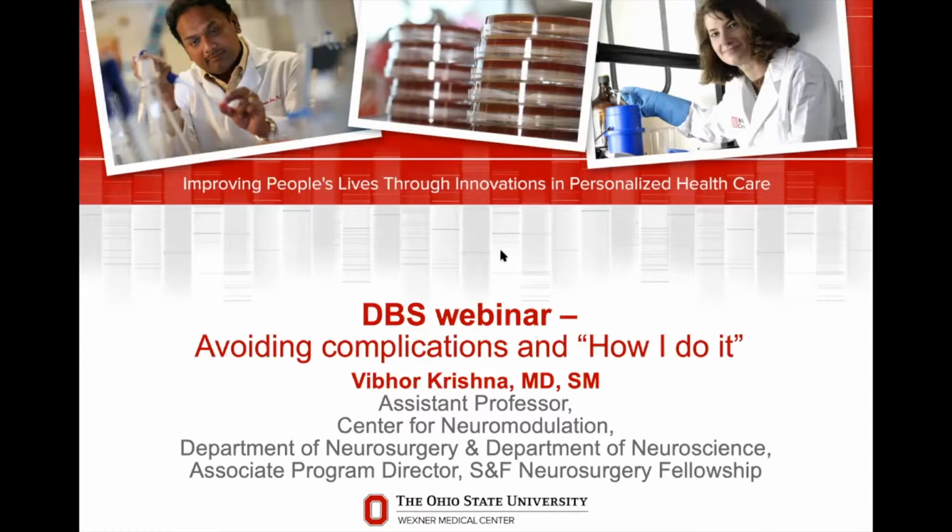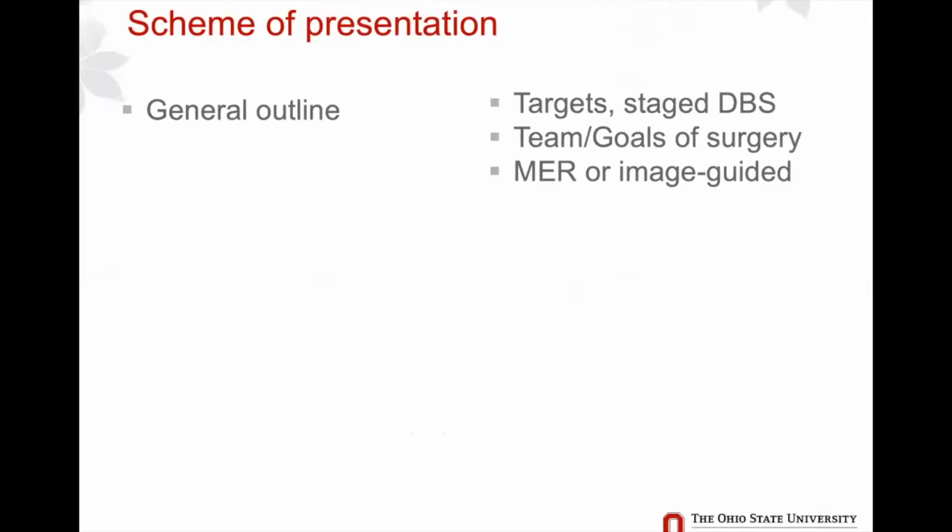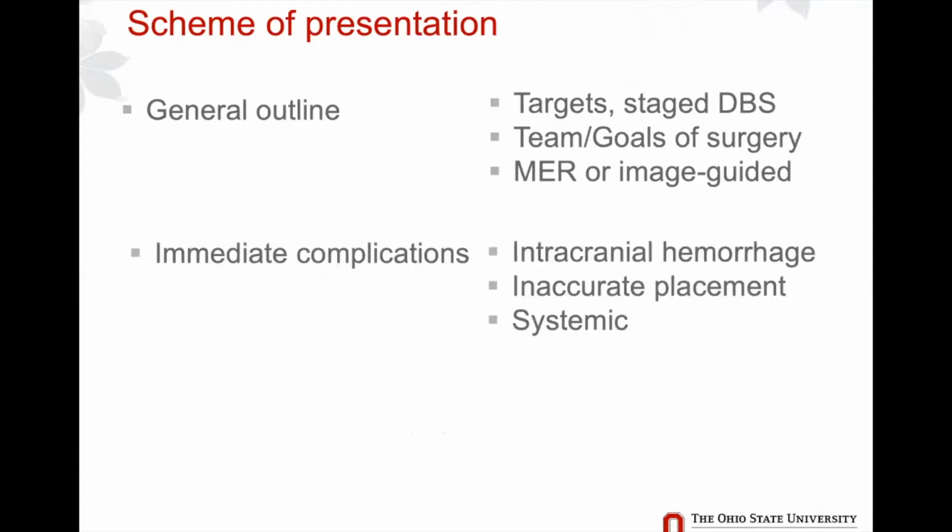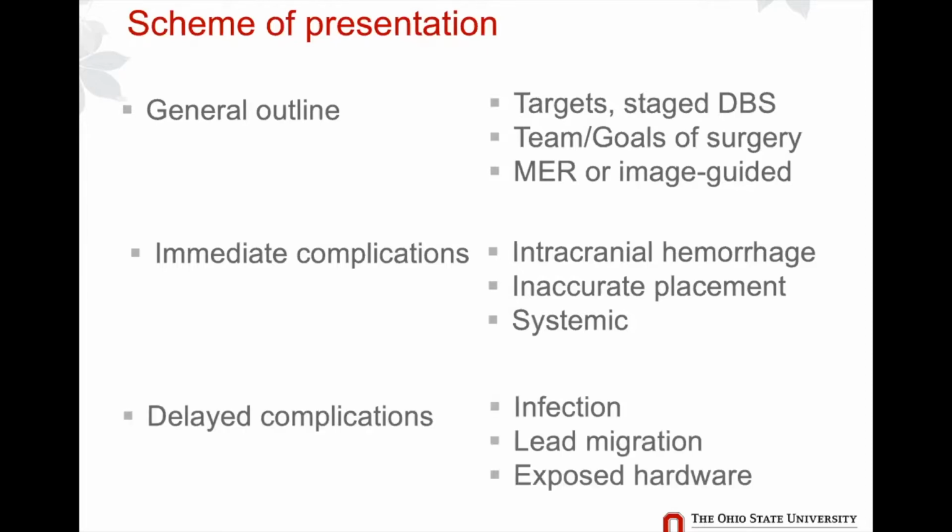Great. So the second talk is about avoiding complications and how I do it. For this format, there are three things I wanted to discuss: the general outline, what the different targets are, and what the rationale behind staged DBS is, what kind of team you need in the operating room, what the goals of your surgery are, and two different kinds of surgeries that Dr. Sweet mentioned to you, awake MER guided, and then MR guided or image guided surgery, and people even use intraoperative CT. Some of the immediate complications and how to avoid them: intracranial hemorrhage, inaccurate placement, and systemic issues that come with treating older patients who have neurodegenerative disorders. And in the delayed phase, things like infection, lead migration, and exposed hardware as well.